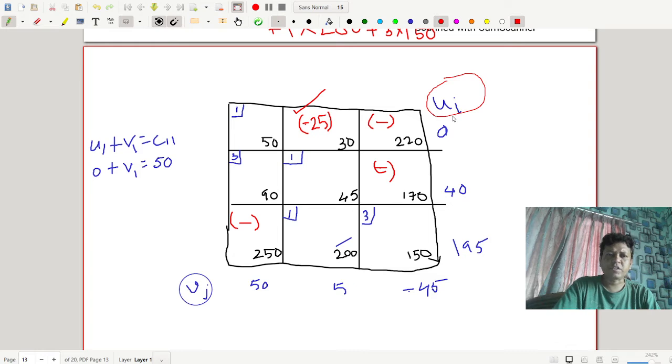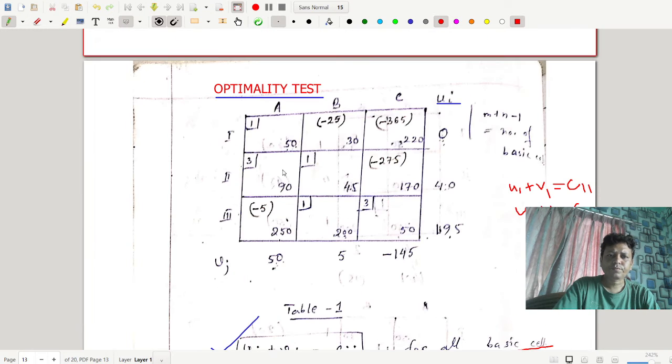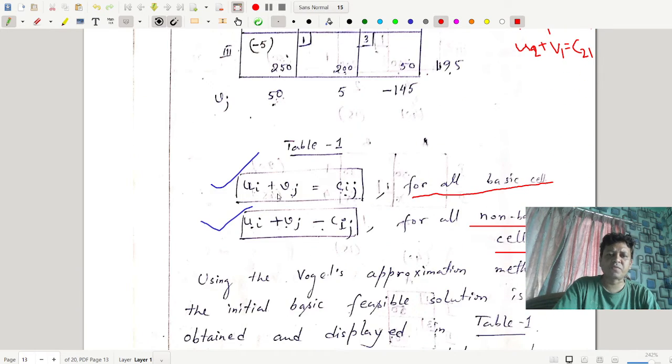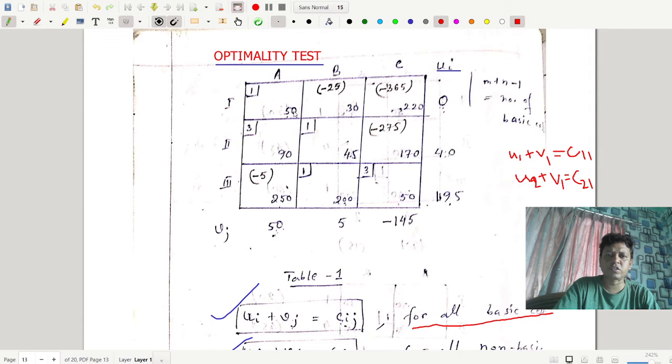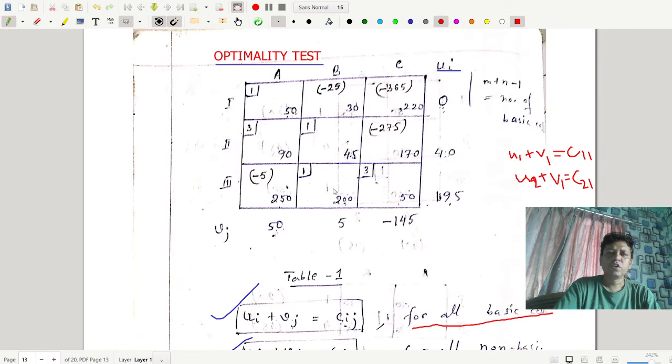So start with the first cell as 0. We will apply two rules actually for this. What are the rules? UI plus VJ equal to Cij, where Cij is the cost, for all basic cells. You can note down this one: UI plus VJ equal to Cij for all basic cells, and UI plus VJ minus Cij for all non-basic cells. So these are the two formulae we will apply.